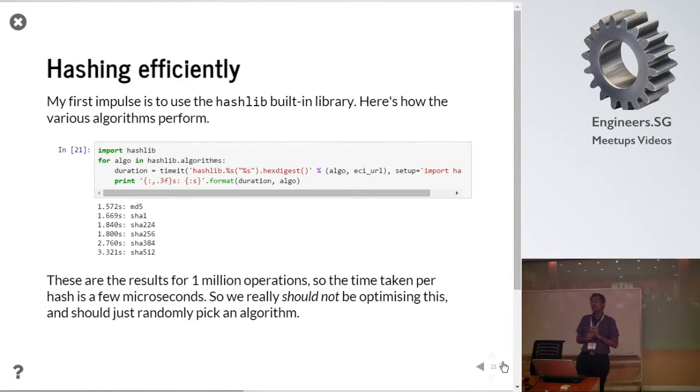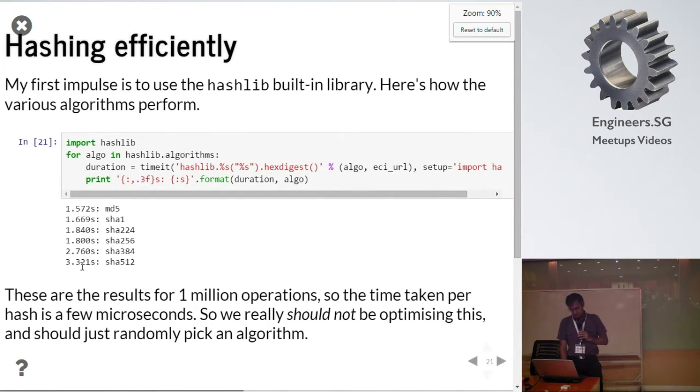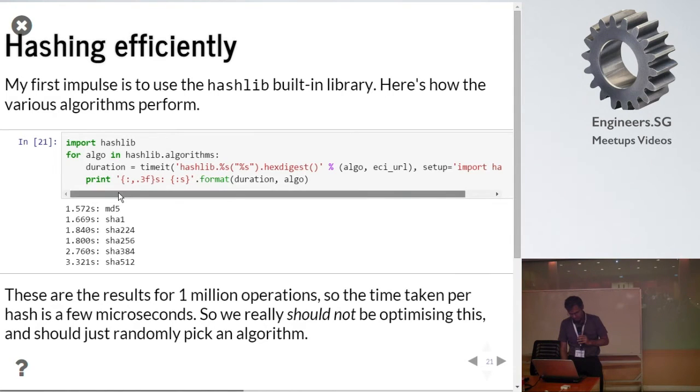Now, hashlib has a bunch of algorithms. What are their speeds? MD5 takes about 1.5 seconds to run through. It's doing a timeit for however long. MD5 takes 1.5 seconds. SHA1 is a bit slower. SHA224 is a bit slower, and so on. SHA512 is the slowest, and it takes about twice as much time as an MD5.